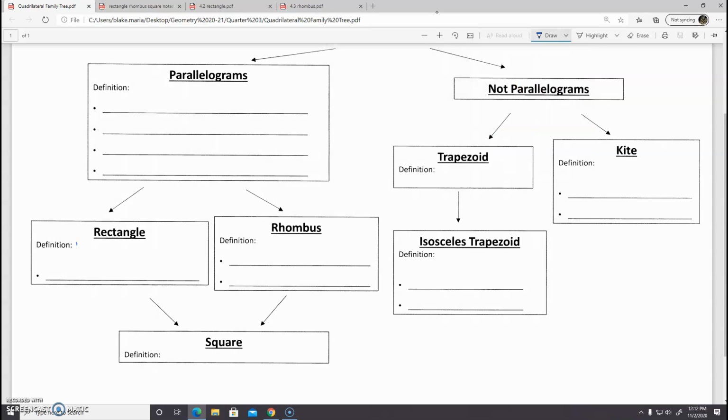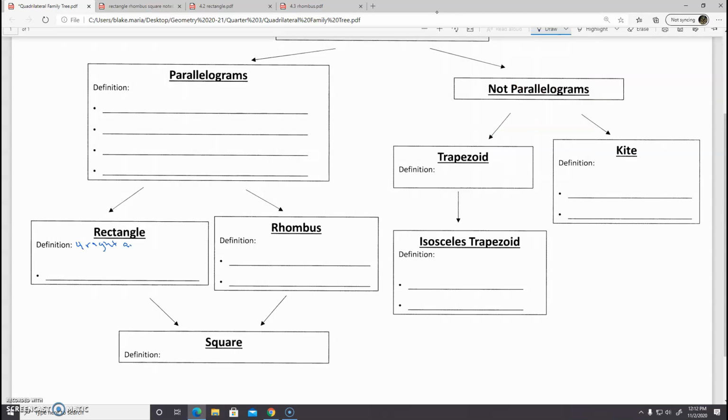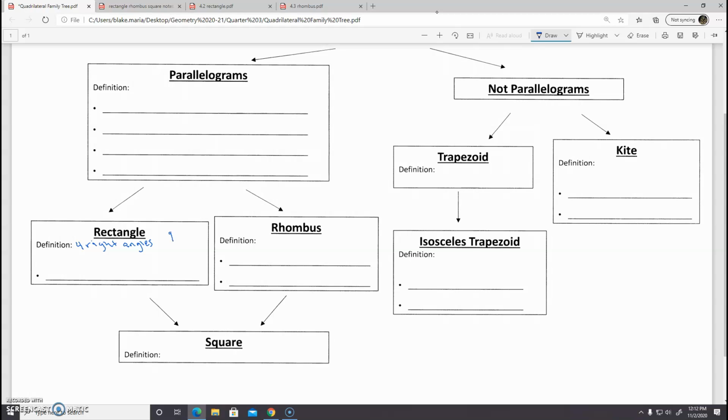If a parallelogram has four right angles, then you would call it a rectangle. So if it has four right angles, you're looking at stuff that looks like this. Right, four right angles. That's the definition of a rectangle: four right angles.